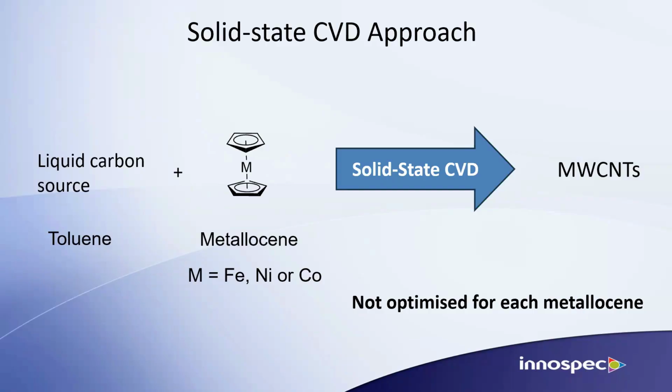So all solid-state CVD experiments were carried out using the same process conditions, so we could compare the carbon nanotubes produced, and the only difference is the individual metallocene that's in the crucible. And the process conditions we've adopted were based on our previous direct injection work with ferrocene and represent mild CVD reaction conditions, and they've not been optimized for each metallocene specifically.